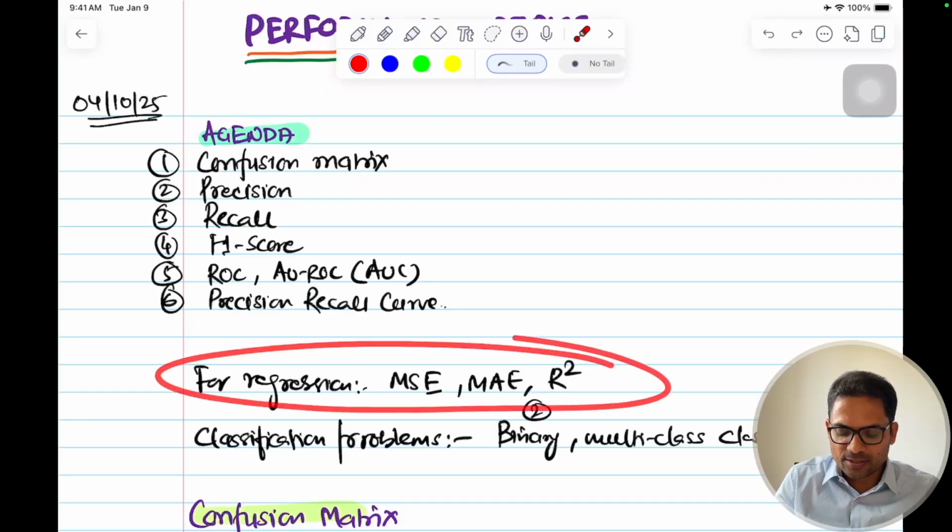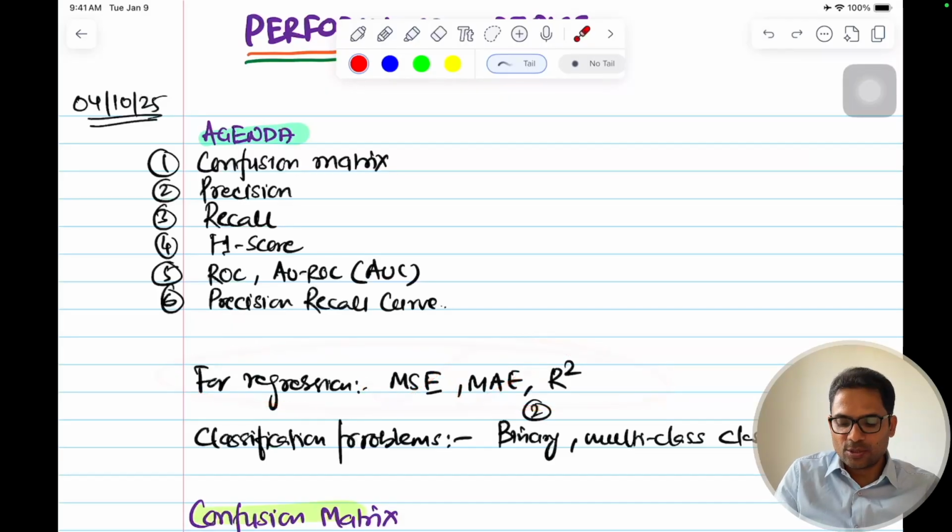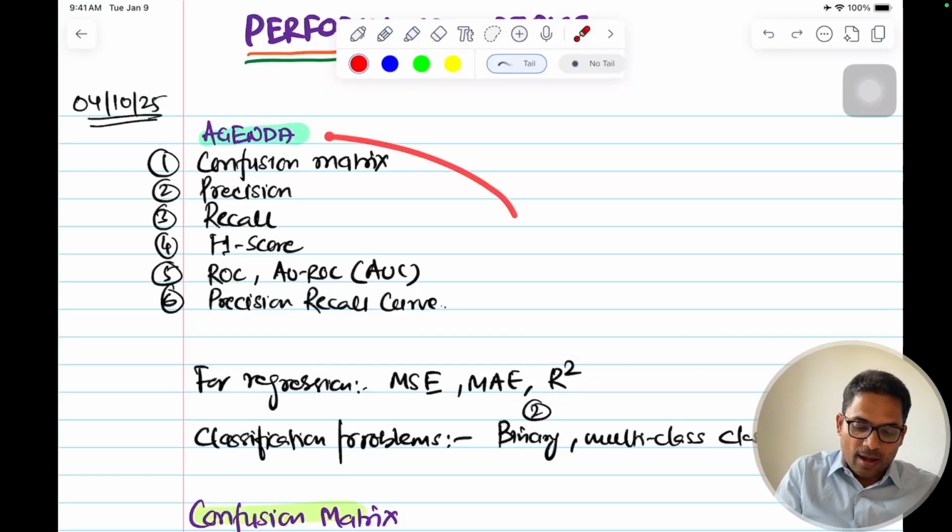And generally for regression, we have mean squared error, mean absolute error, and the R-square metric. That we'll see when we do the machine learning videos. Okay, I hope this is clear.